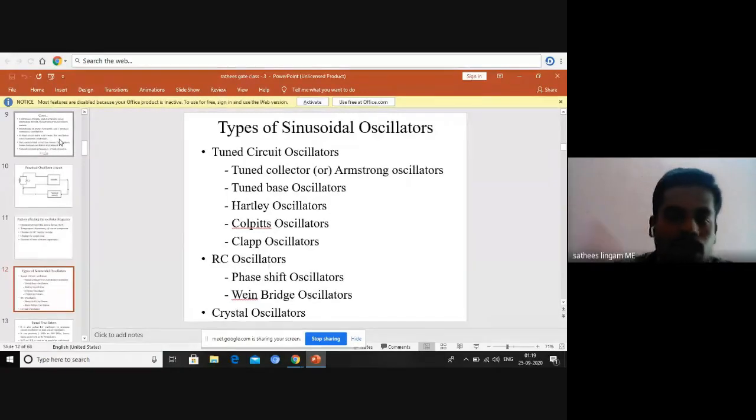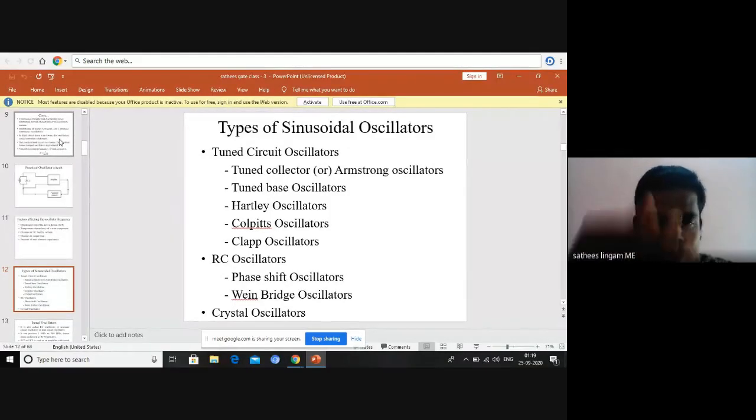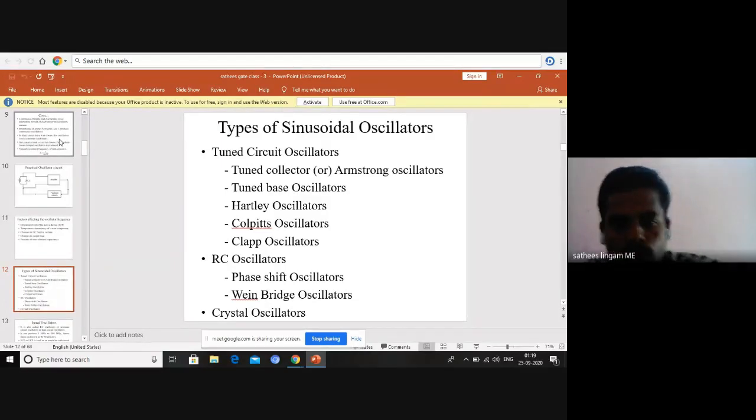So that's the reason I have segregated like this. The tuned collector or Armstrong oscillator, the tuned base oscillator, Hartley oscillator, Colpitts oscillator, clap oscillator. These all come under the category of tuned circuit oscillator. The tuned circuit oscillator is mostly related to the LC circuit, tank circuit. Very first we have seen the oscillation procedure for creating oscillation. We have used an LC, that is an inductor and a charged capacitor, connected in parallel. That always belongs to tuned circuit oscillators.